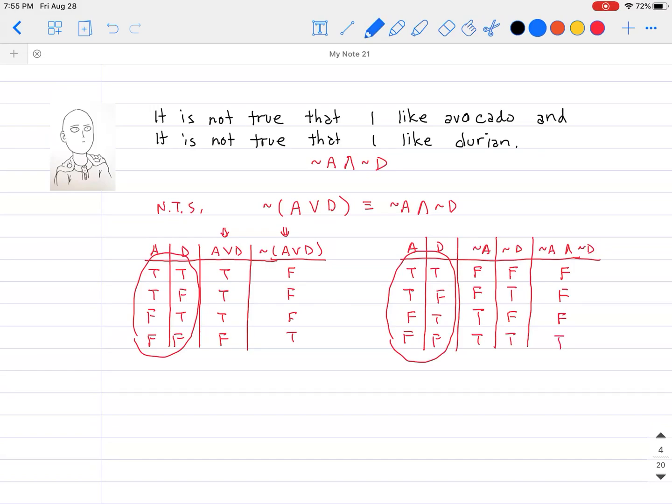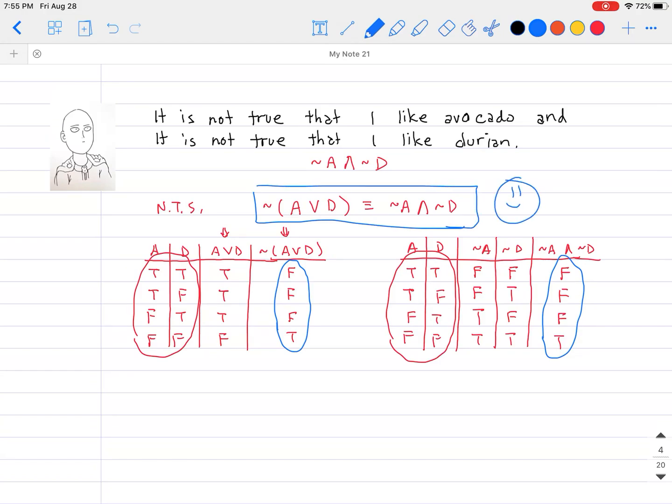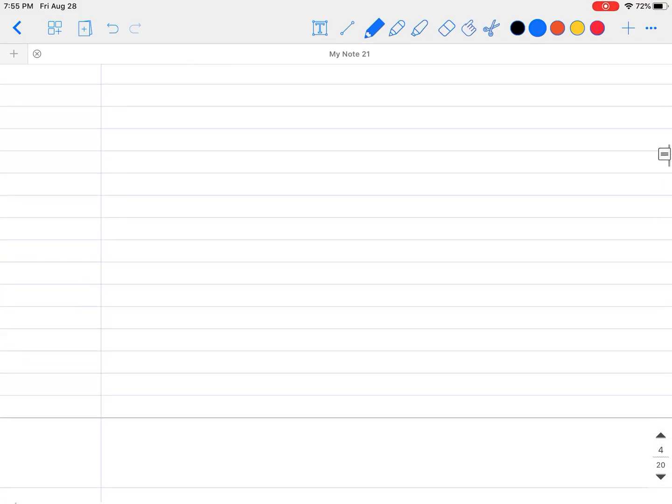So that means that there it goes. And hey, look at that. If you look at what we have, FFFT and then FFFT. So therefore, this right here is legitimate. So that means that they are logically equivalent to each other. And we can put a smiley face next to it because Saitama is okay with it.